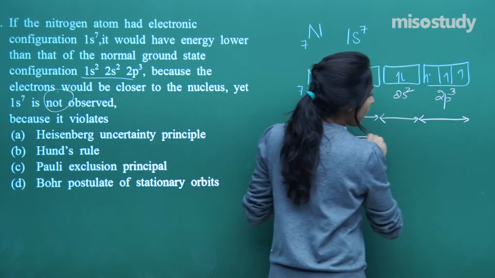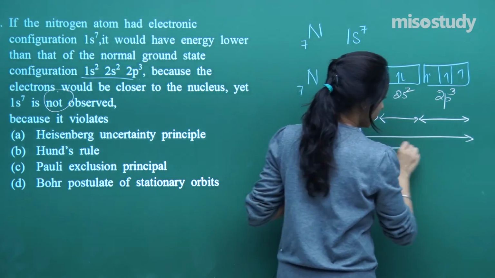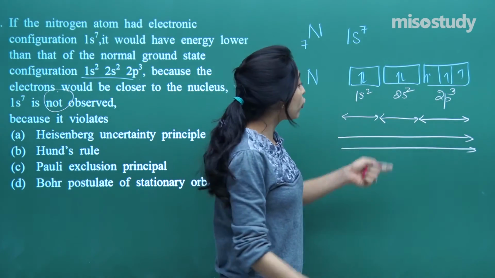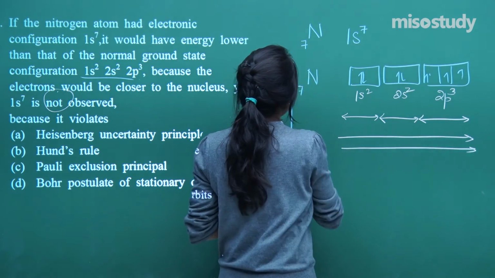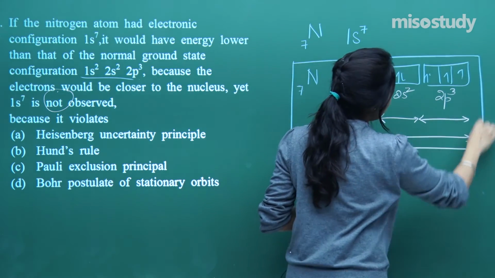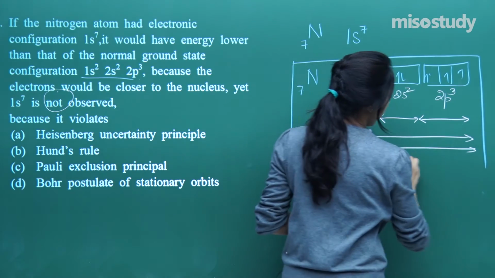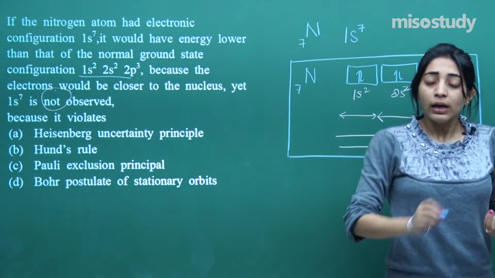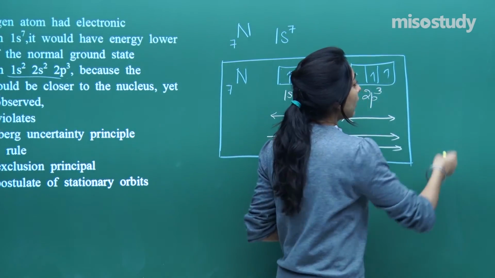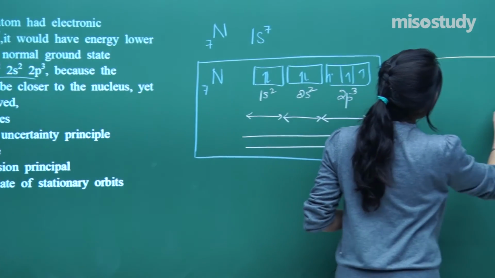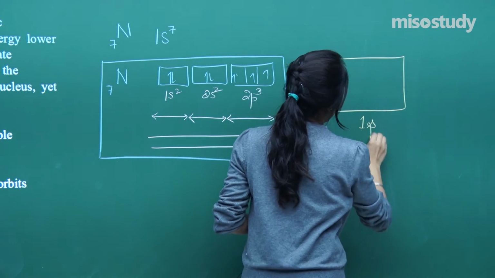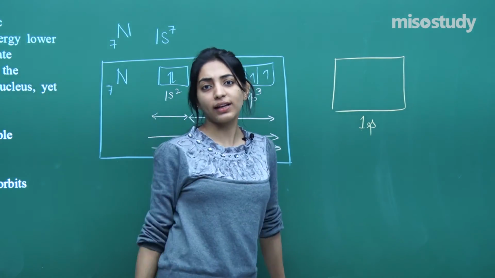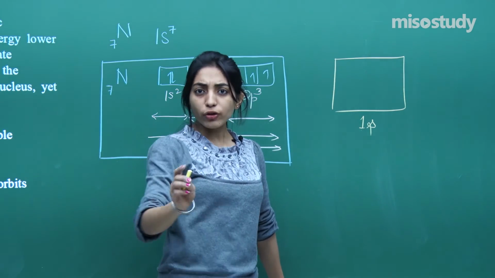You start going away from the nucleus and the energy will increase, right? So if you talk about this electronic configuration 1s2, 2s2, 2p3, the energy of the electrons in this configuration should be a higher value. So why don't we say that the 1s orbital that I have should have 7 electrons? Okay, let us assume it has 7. Then what's the problem? You know, right?